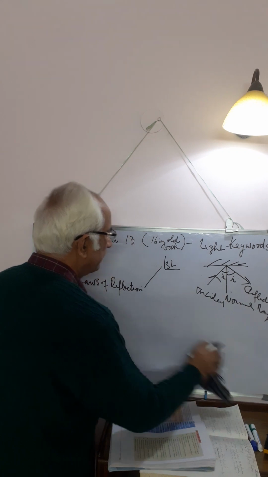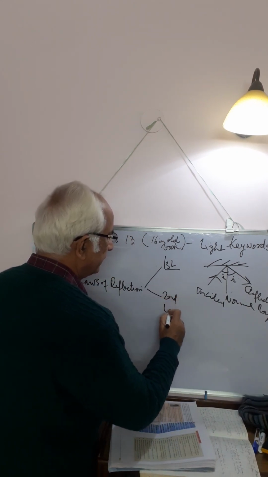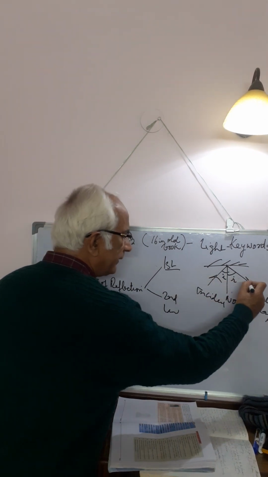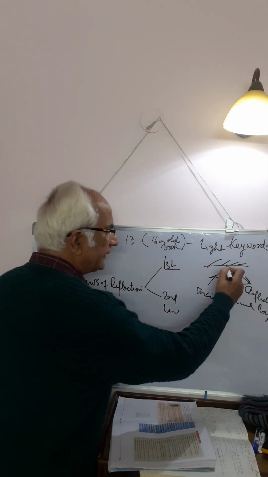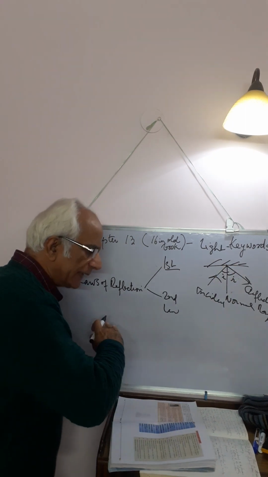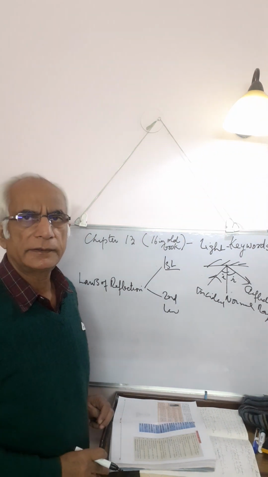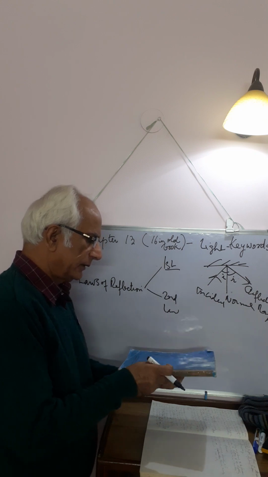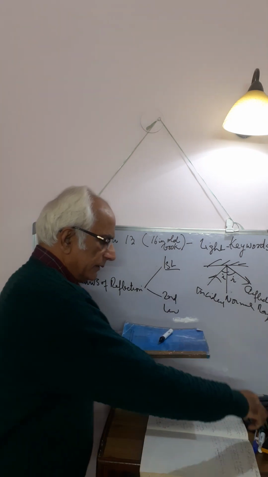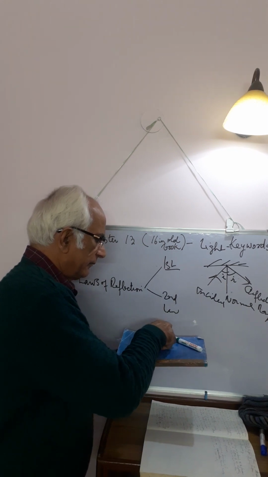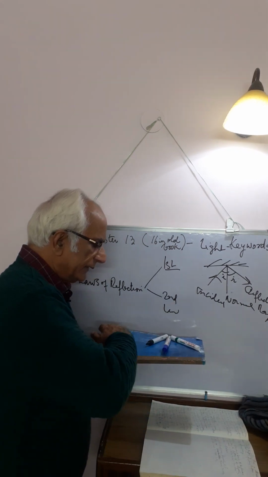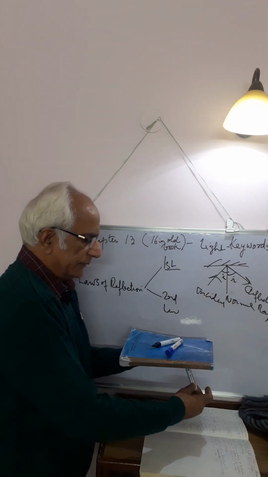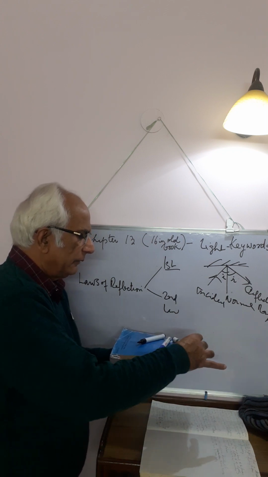What is the second law? Second law is that the incident ray, the reflected ray, and the normal drawn at the point of incidence, they are in the same plane. Okay? For example, this is one plane, this is incident light, this is reflected light, and this is the normal. They are in the same plane. ऐसा नहीं होगा कि ये ऐसे चला जाए या नीचे आ जाए. All three will be in the same plane.